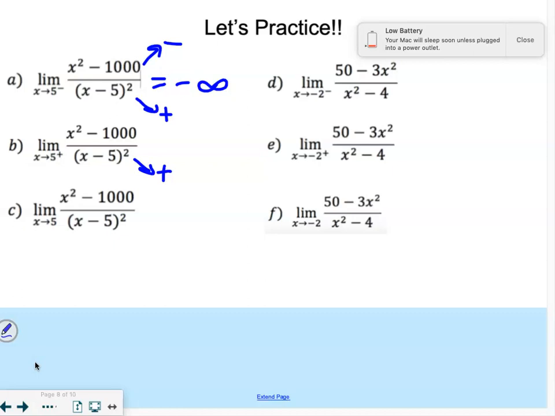All right, Ishan. What number did you pick for 5 from the right? 5.1. Okay, when you plug 5.1 in on the top, what do you get? Negative. On the bottom you get a positive, so this guy's going to negative infinity, which means, Mahika, what's the overall limit? Negative infinity. If they match, that's your limit.